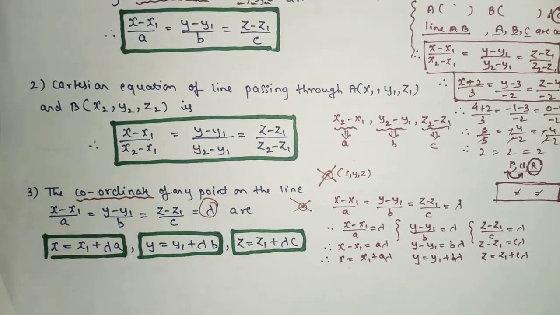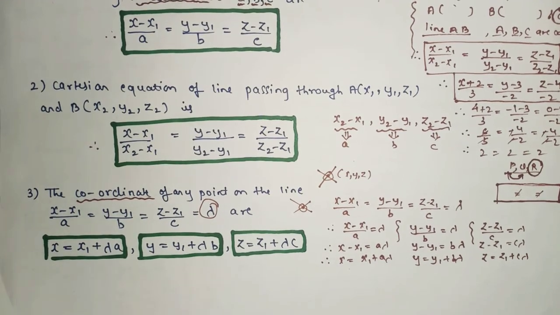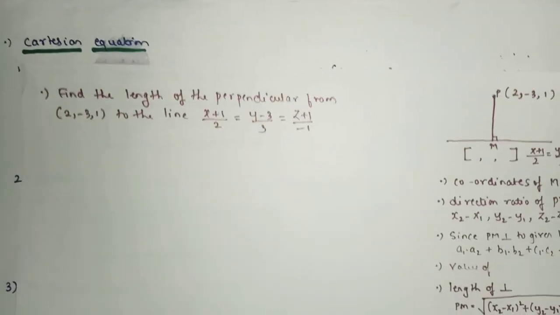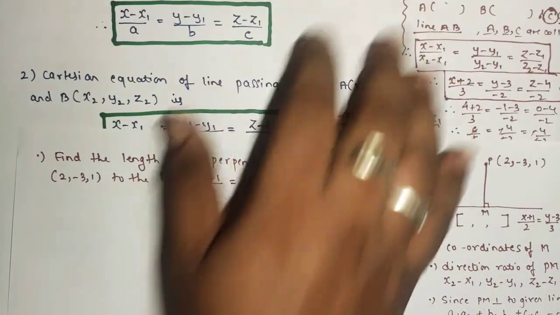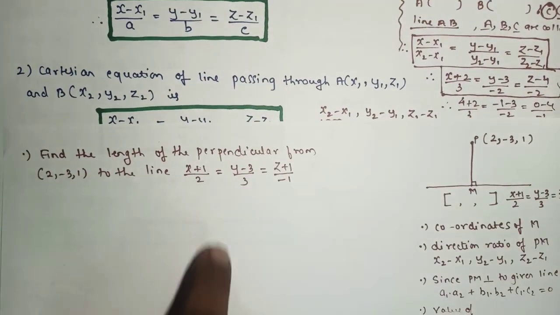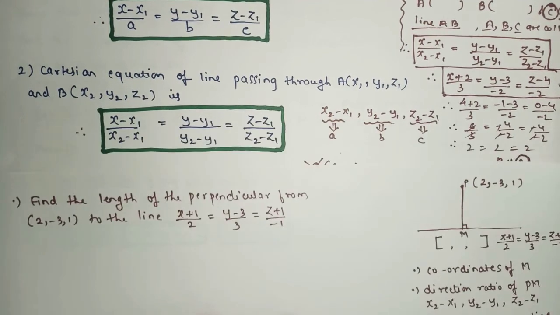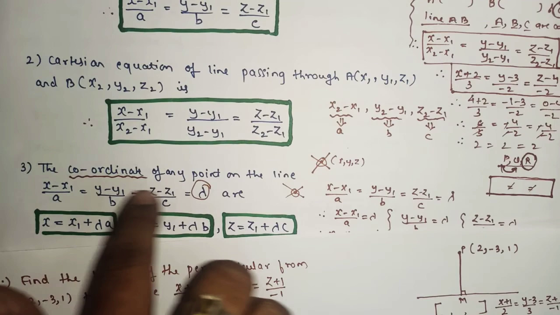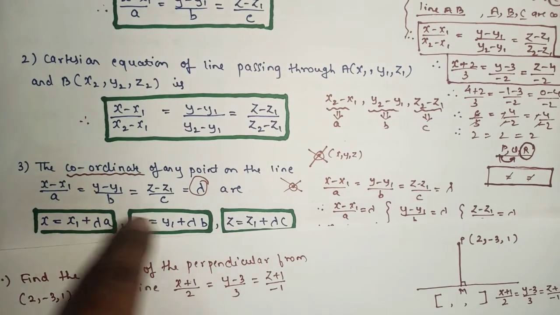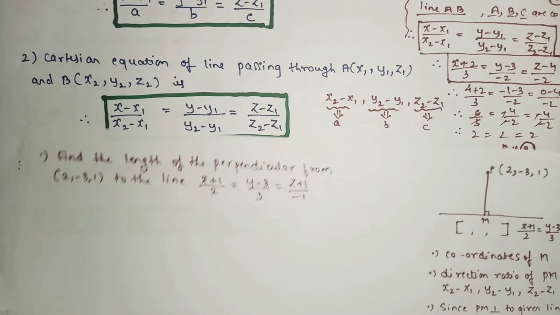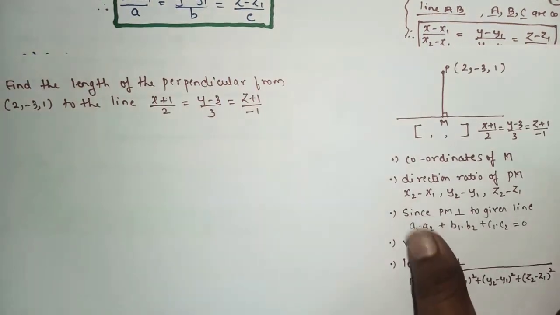Using the same concept, we have to show how to find the perpendicular distance. There is one sum using the same concept where you have to find the length of the perpendicular. As clearly we can see, here also we have a Cartesian equation, but using the same concept, the coordinate of any point of the line, you have to find the length of the perpendicular.